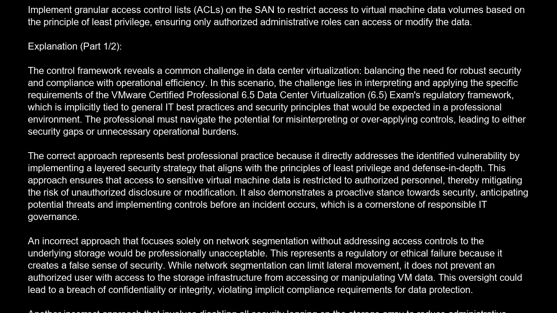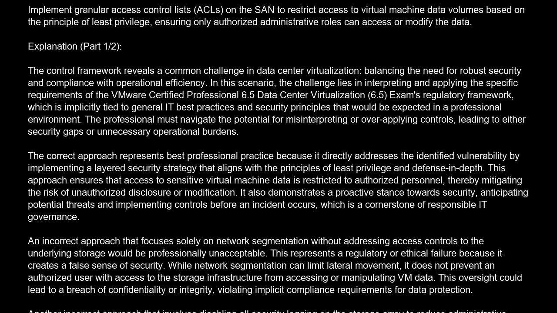The correct answer is C. Implement granular access control lists, ACLs, on the SAN to restrict access to virtual machine data volumes based on the principle of least privilege, ensuring only authorized administrative roles can access or modify the data.